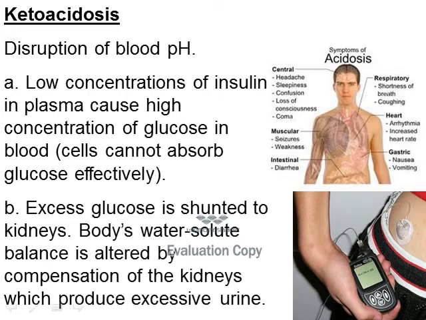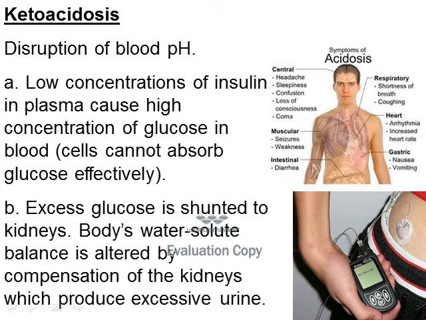Ketoacidosis is a disruption of blood pH, and I'll explain how this happens. If there's a low concentration of insulin, then high concentrations of glucose in the blood result. I hope that makes sense. Without insulin, glucose cannot flow into cells.